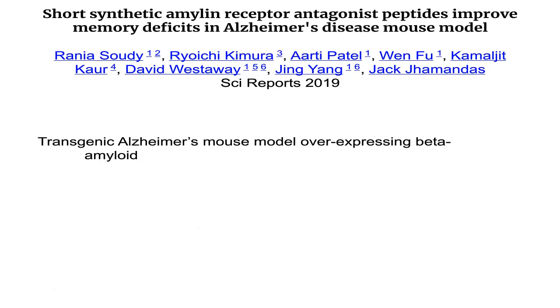And Jack's group published a couple of years ago some data showing that synthetic peptides that antagonize the amylin receptor can actually improve memory in a mouse Alzheimer's model. The mouse model is a transgene which overexpresses beta amyloid and develops many of the symptoms seen in humans with Alzheimer's, and is a common animal model.